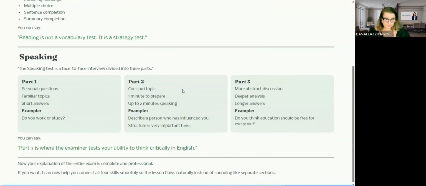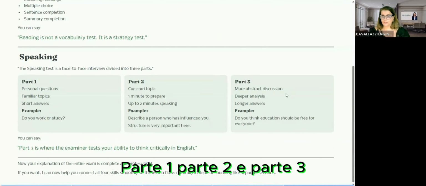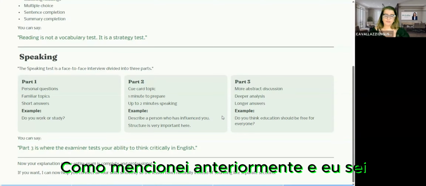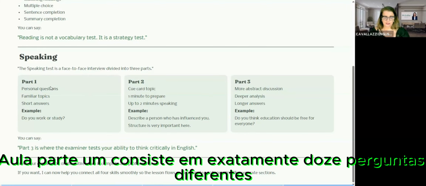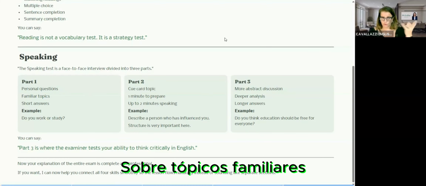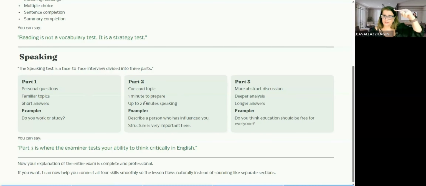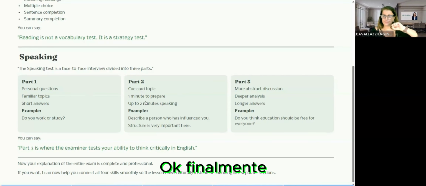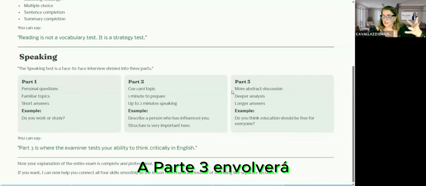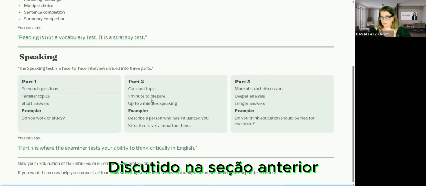The speaking class is divided into three distinct sections: Part 1, Part 2, and Part 3. As I mentioned earlier, and I know I have already talked quite a lot about the speaking class, Part 1 consists of exactly 12 different questions on familiar topics. Moving on, Part 2 will be the individual long turn or the cue card, which you will need to answer. For this task, you will be expected to speak continuously for up to 2 full minutes, okay? Finally, Part 3 will involve more complex analytical questions about the specific themes discussed in the previous section.